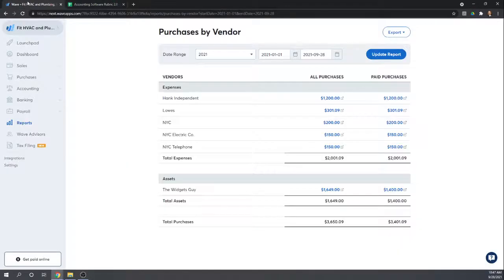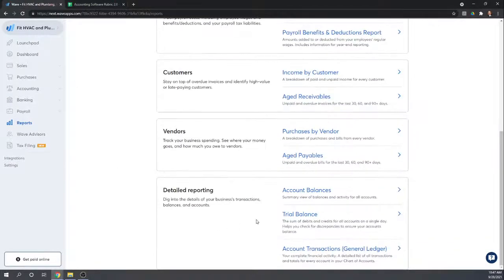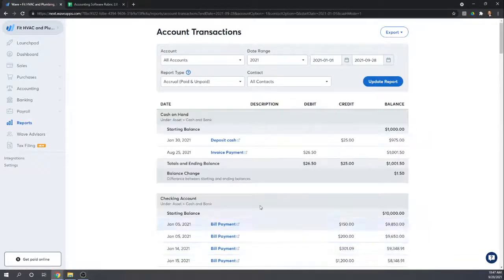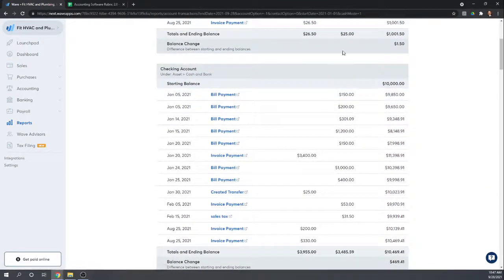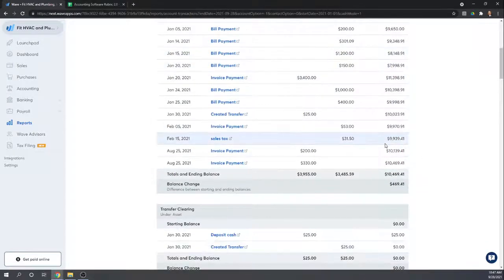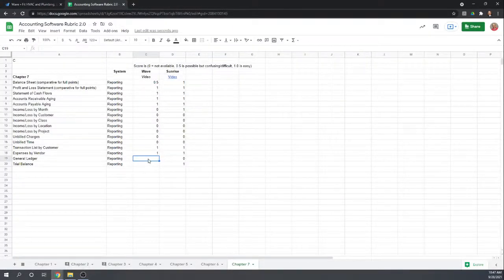General ledger. Perfect. This is a good general ledger. So cash, all the transactions that affected cash. Checking, all the transactions that affected checking. Perfect. That is a really useful statement. It's usually a very long report, but that's very useful to give to your accountant because they can see everything that happened in every single account. Excellent. Glad they've got the general ledger.